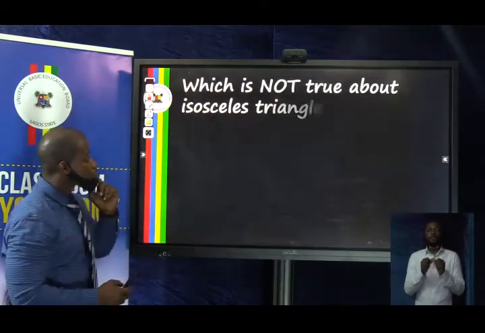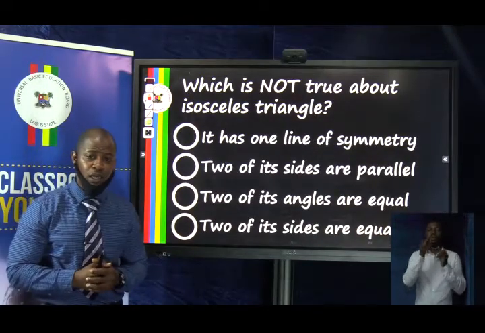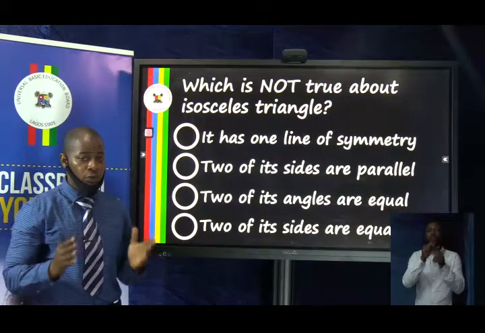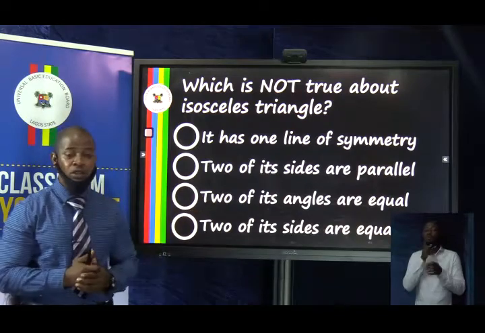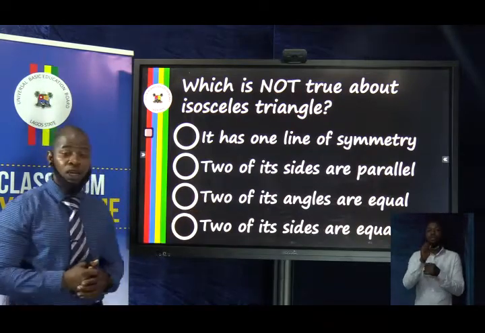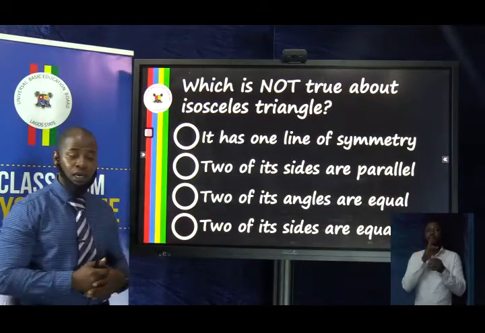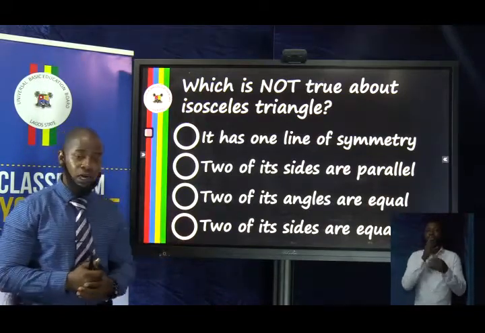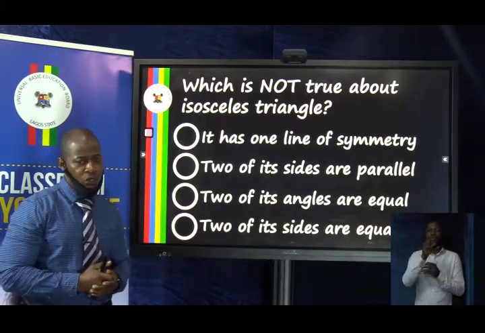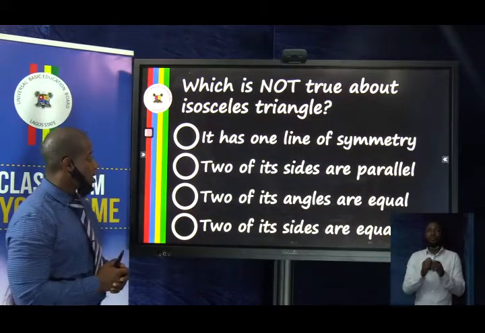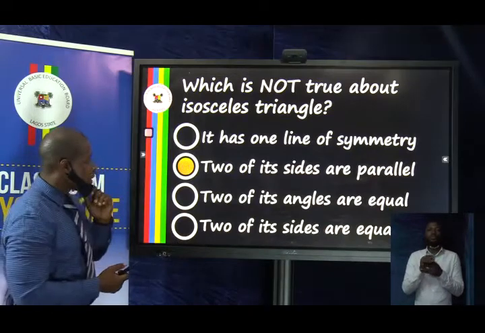Let's move on. Now, which of the following is not true about an isosceles triangle? An isosceles triangle, do you remember all the properties? Which of these properties does not belong to an isosceles triangle? It has one line of symmetry. Two of its sides are parallel. Two of its angles are equal. Two of its sides are equal. Which of these does not fit the profile of an isosceles triangle? It's popping out right at me. I believe you can see it as well. It's as obvious as day.